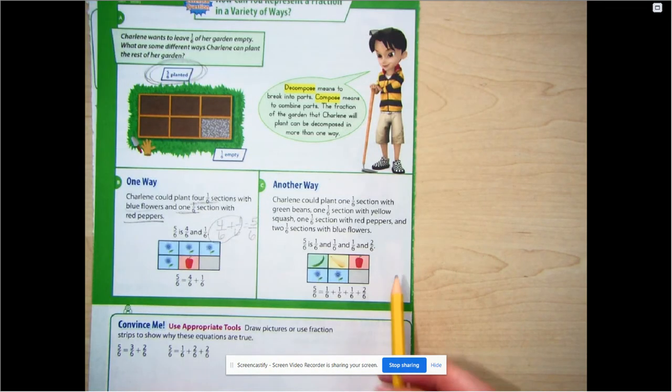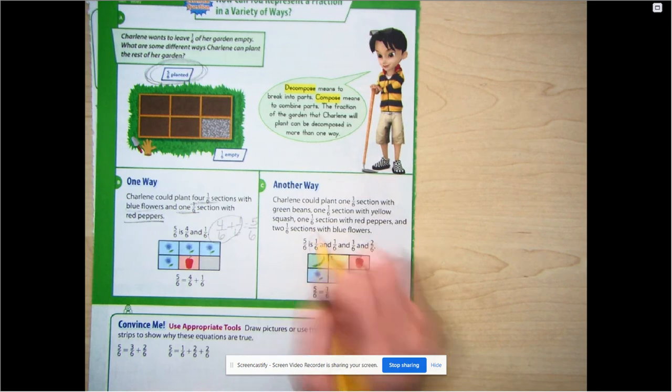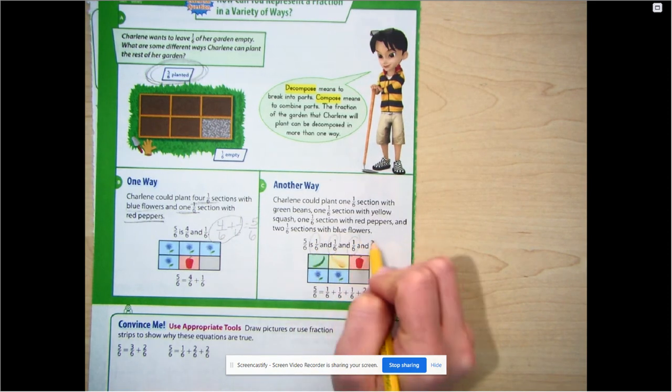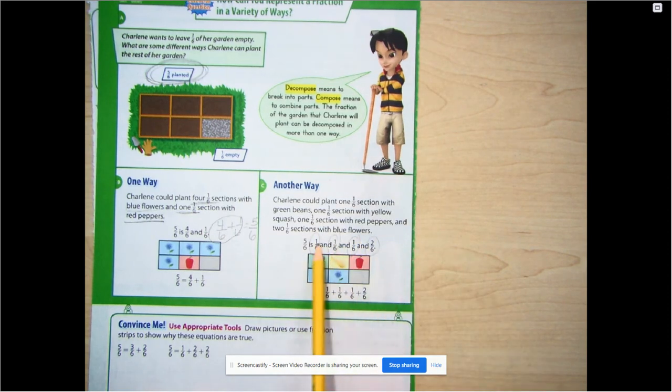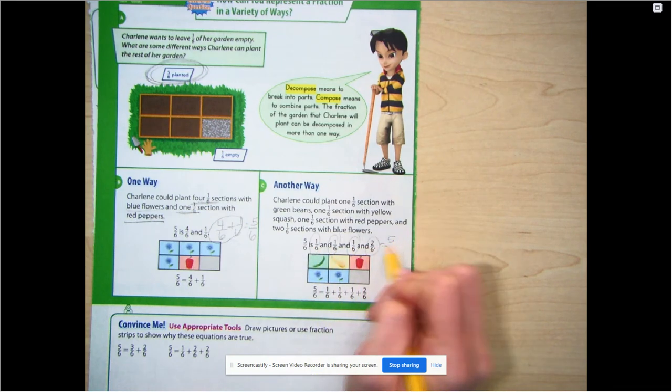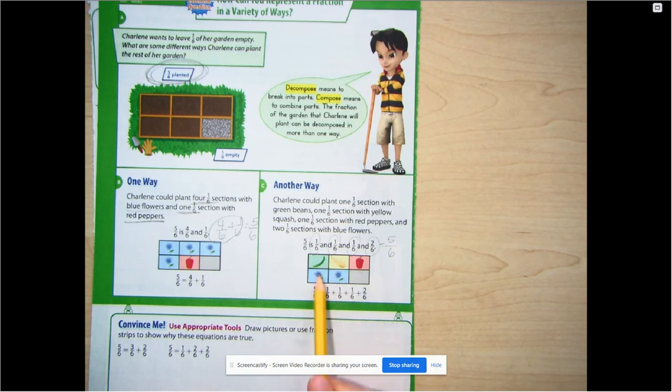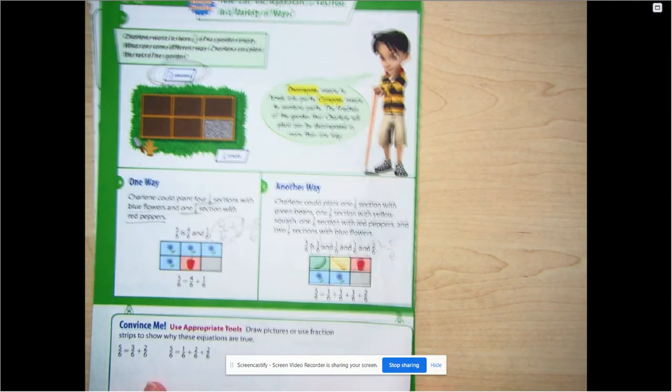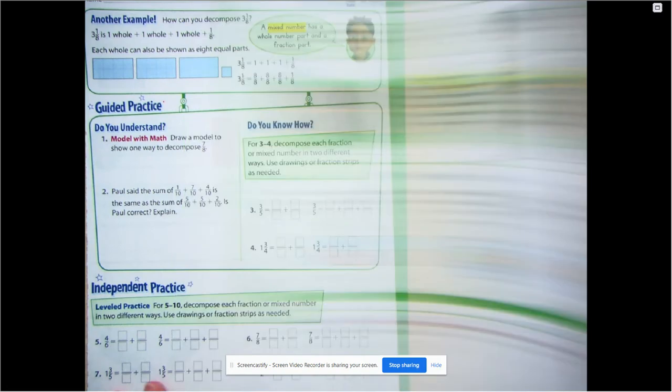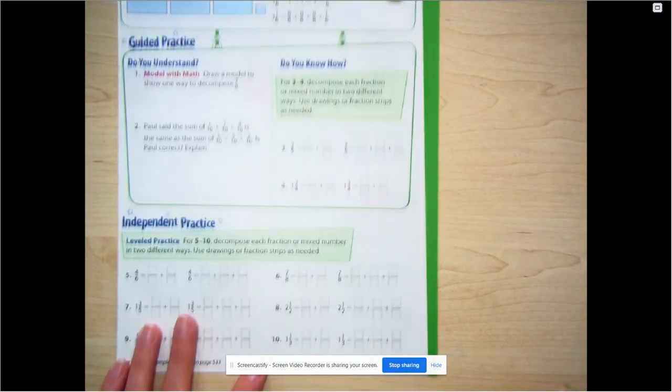Over here, they did it a little bit differently. They did 1/6, 1/6, 1/6, and 2/6. And if I add up 1 plus 1 plus 1 plus 2, I still get 5/6. And you can see it in the picture too. 2 plus 1 plus 1 plus 1 equals 5. And that's another way that we can break it down. So that's all we're doing today. So stay with me and let's head over to page 473.